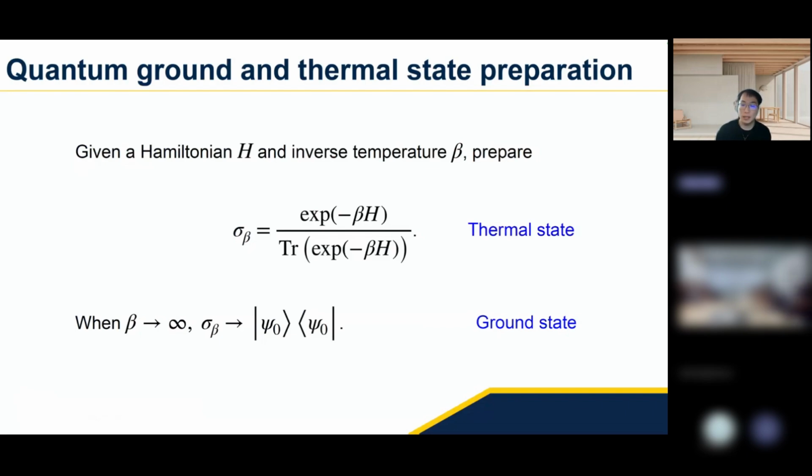Now, when we let the temperature go to 0, meaning that we let beta go to plus infinity, this thermal state will converge to the smallest eigenvector of H, which is also called the ground state of my Hamiltonian H. So in this regime, preparing the thermal state is almost equivalent to preparing the ground state.